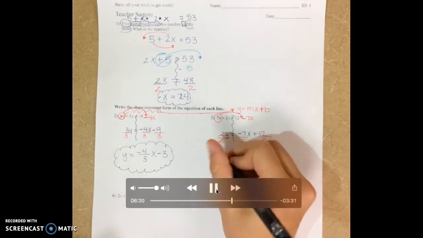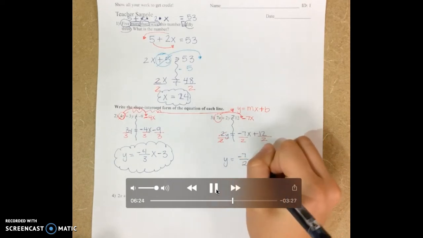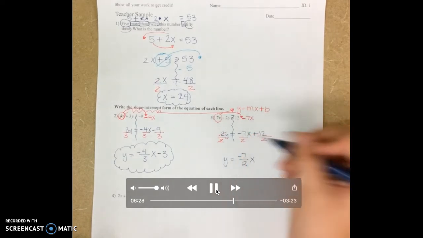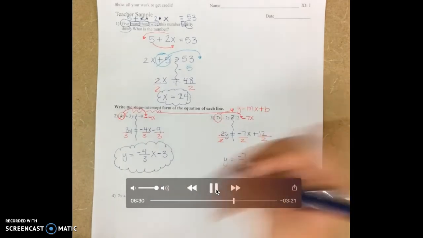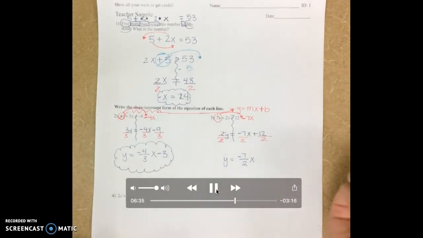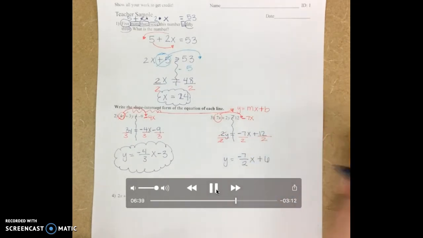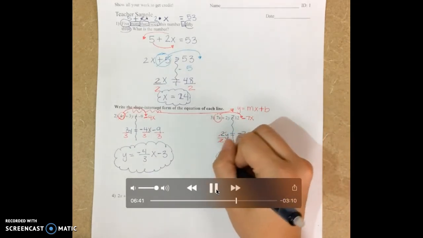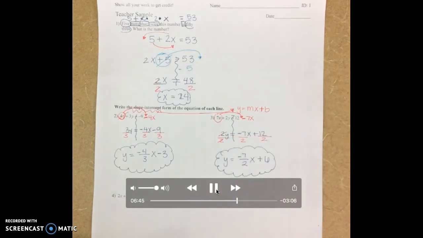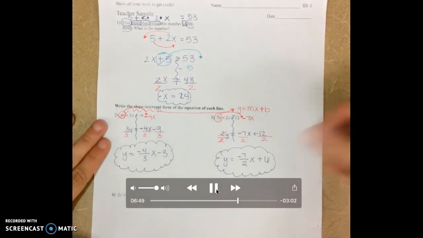And I end up with y equals negative 7 over 2x. And I'm okay with that as a fraction. If you don't have a calculator and it's a decimal, that's fine. And 12 divided by 2, again, that's an actual number. So 12 divided by 2 is 6. And that's how I would go from standard to slope-intercept.